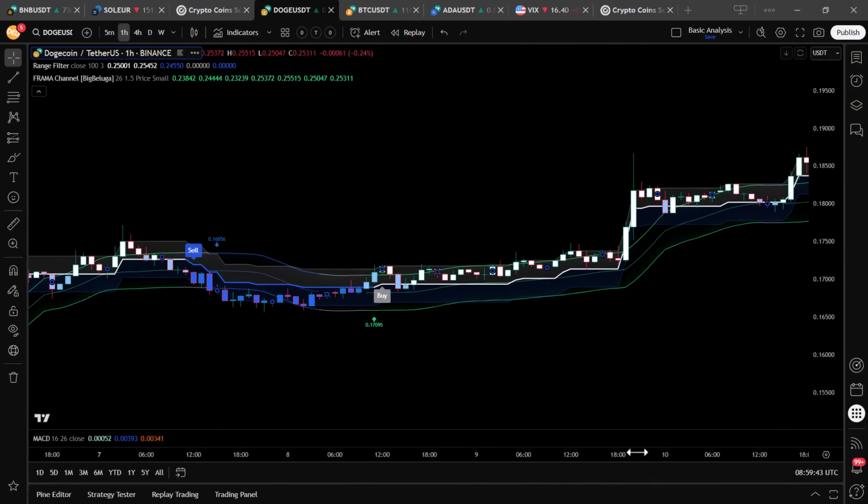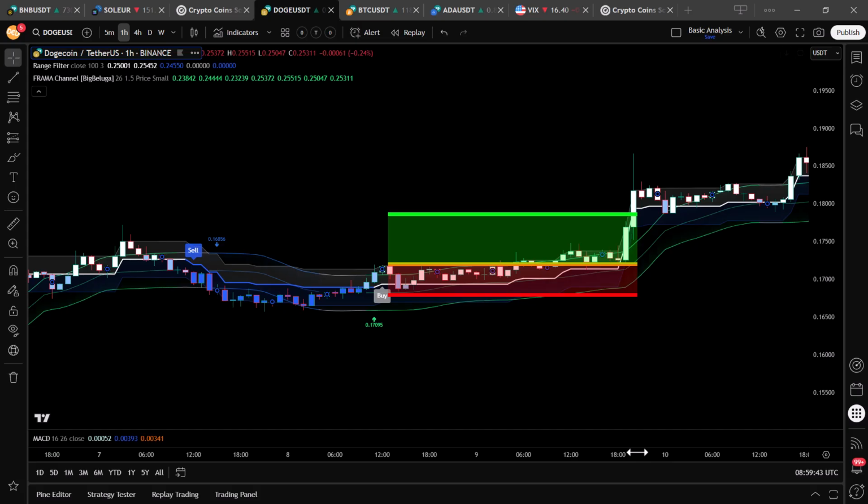The stop loss is placed below the middle line of the Frama channel and the profit target is set at a 1.5 risk to reward ratio.